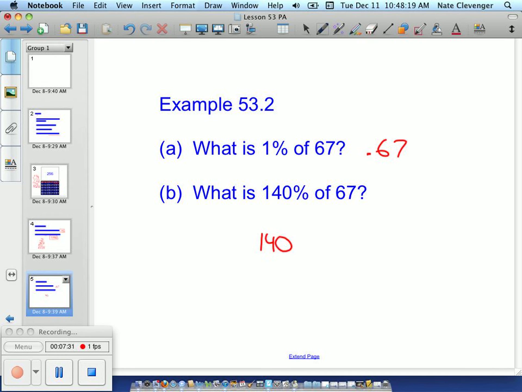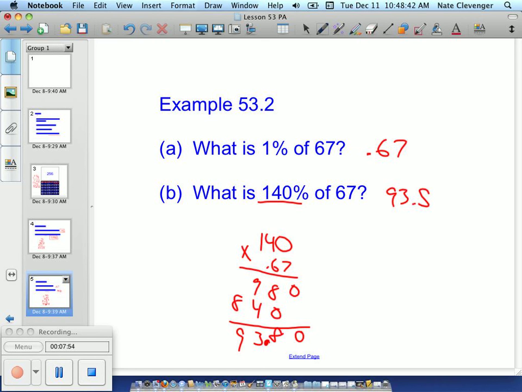Multiply 140 by 0.67, because we're finding 140%. That's right. 140 by 0.67, exactly. Good. And then add that. And make sure you put your decimal back in. 93.8 would be the value for that.